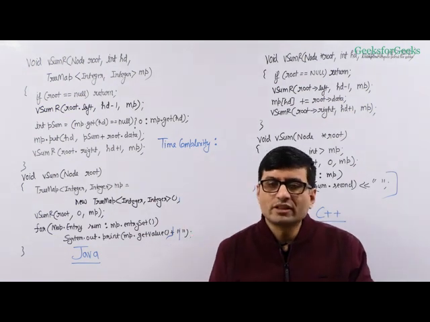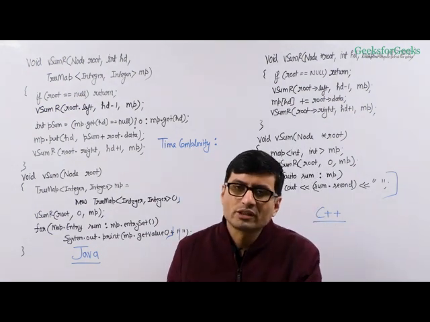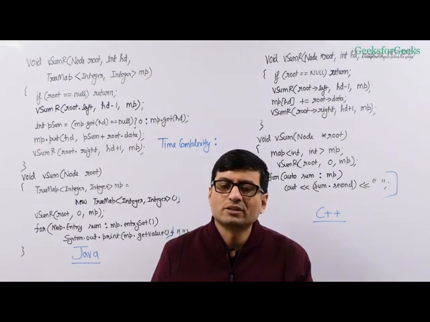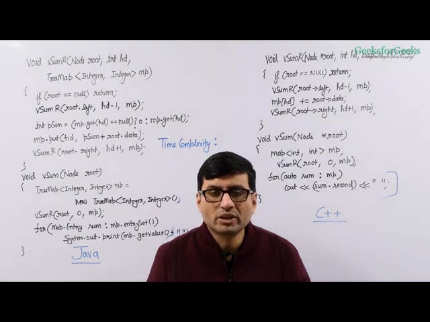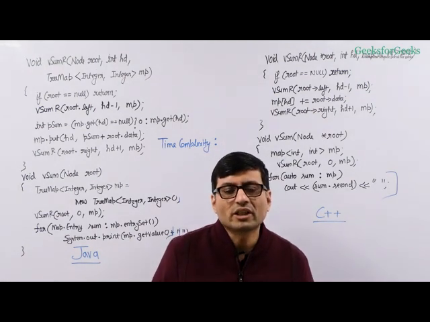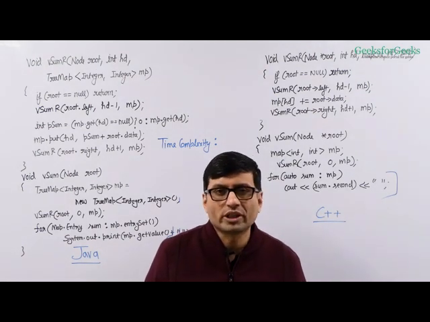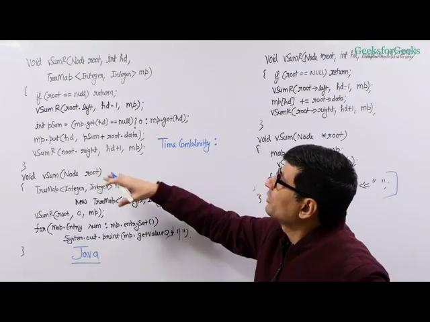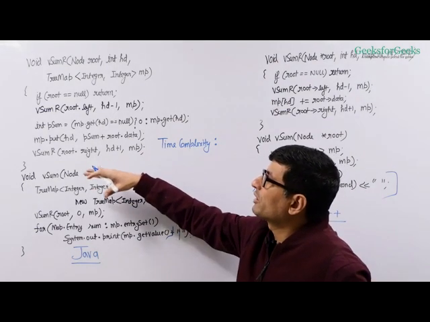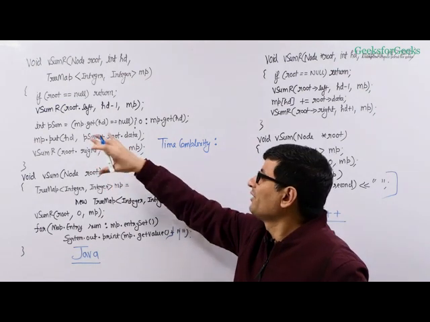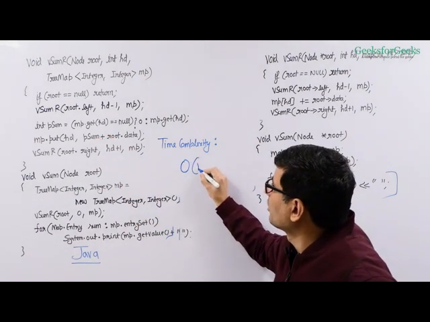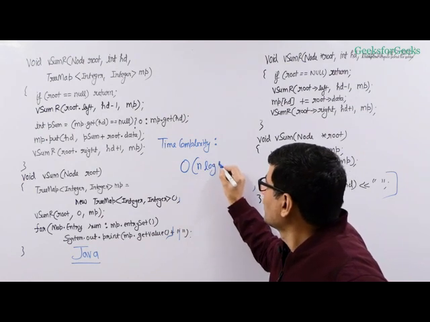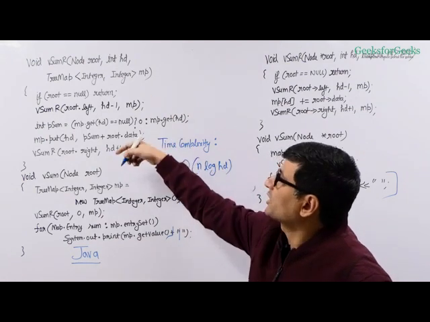So if HD is total number of possible horizontal distances, then all the operations in this tree map are going to take big O of log HD time, because it's a self-balancing binary search tree, and if there are n items, they take big O of log n time. So we are going to do big O of log HD work for every node, and we have n nodes. So the time complexity is going to be big O of n log HD for the construction part.